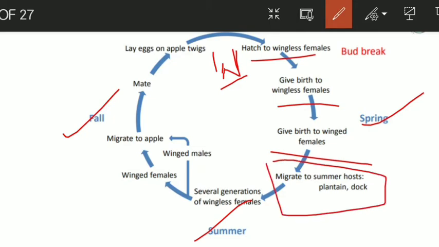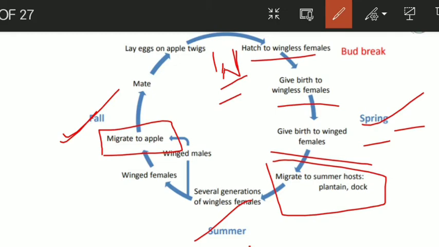In spring they migrate to the summer host, and again in summer several generations will come, and again the winged females migrate to apple. See, for instance, think that you're a farmer and you have an apple orchard and you want to do the sampling, but you know that your field is affected with the rosy apple aphid. In which season would you do the sampling? Is it fall or winter or spring or summer?